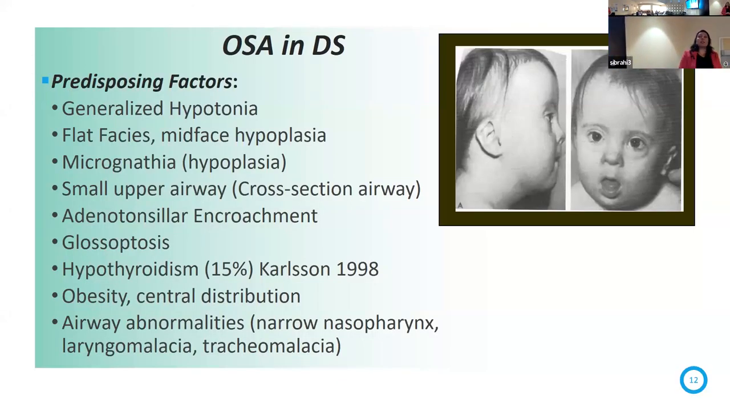So what are the predisposing factors for sleep apnea in Down syndrome? There are many. There's a general hypotonia. You can see this child displaying this kind of open mouth posture, a general hypotonia, flat face, especially midface hypoplasia, micrognathia, and a small upper airway. When they did some volume studies, they found a very, very small upper airway. On top of that, you'll have adenotonsillar hypertrophy in that same space, really encroaching on that airway. And then glossoptosis, where the tongue can go back into that small airway and really close it off. In addition, they're more likely to have obesity, which I'll show you some data on, with central distribution in particular, as well as hypothyroidism, which is why it's part of the guideline recommendations for screening. And on top of all of that, they could have airway abnormalities, which could really augment some of the sleep disordered breathing that we see.